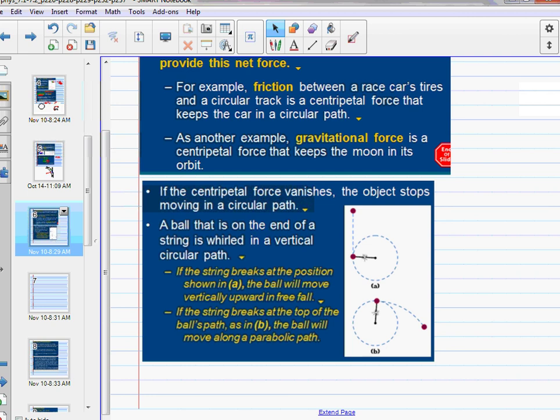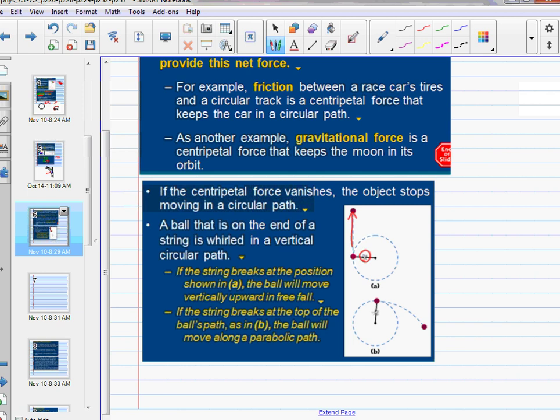First I say, if the centripetal force vanishes, the object stops moving in a circular path, and what path does the object follow? Straight. Just a straight line, tangent to the radius, at the point where the force vanished. A ball that is on the end of a string is whirled in a vertical circular path. So here we are in A, we're going in a vertical circular path. And if my string breaks right where I am horizontal, that ball will keep going tangentially. It will go straight up.